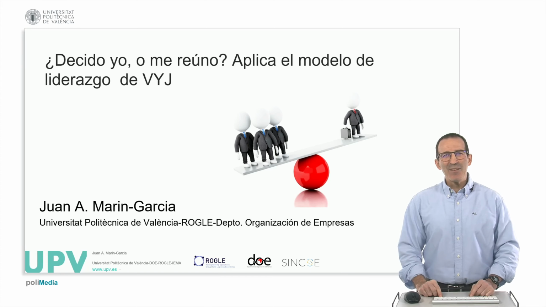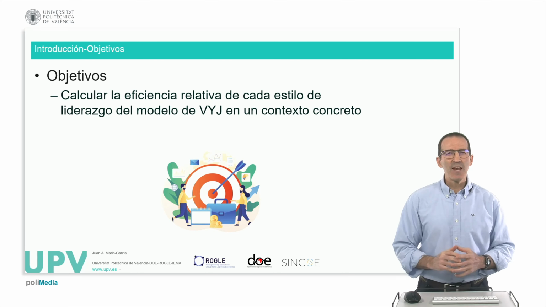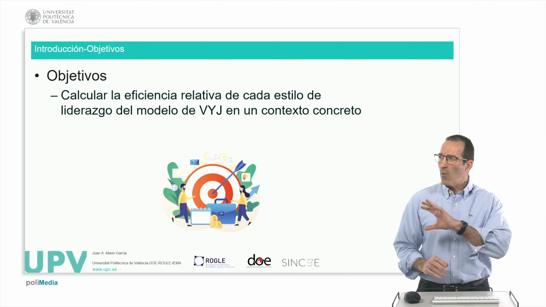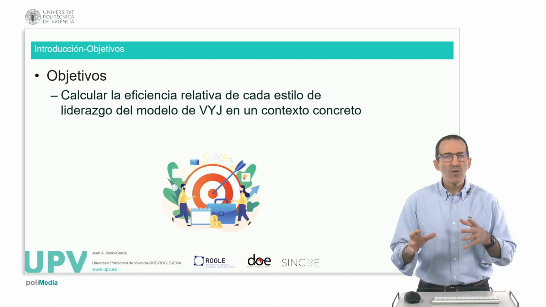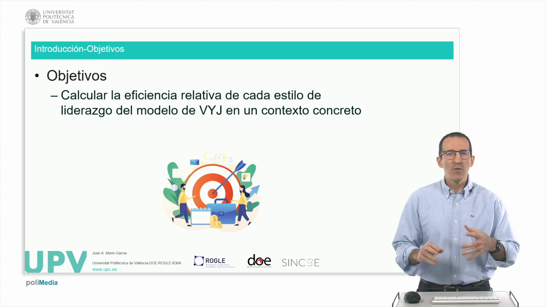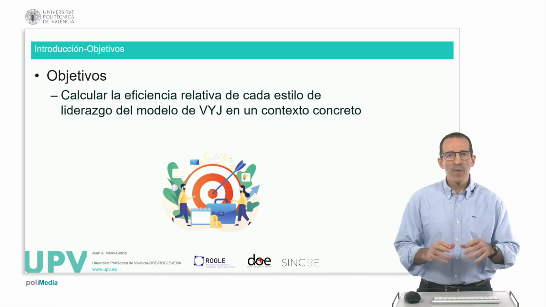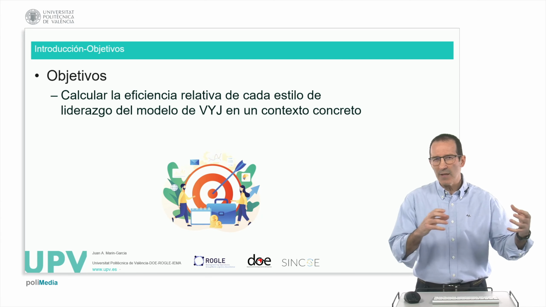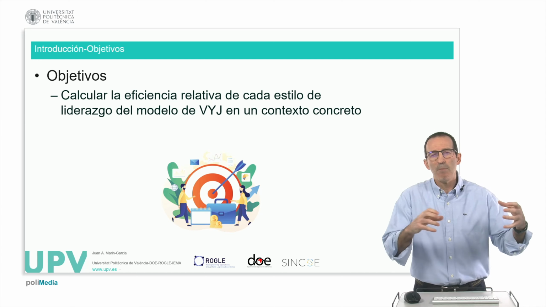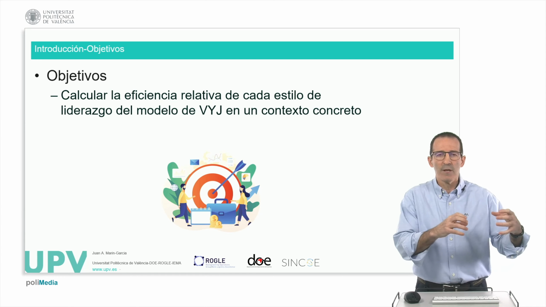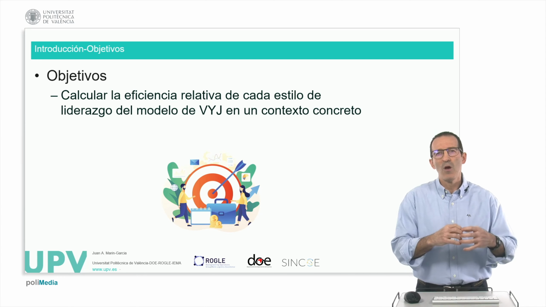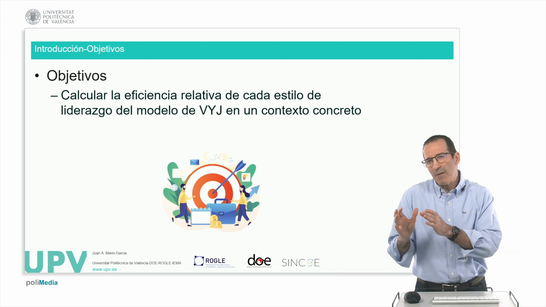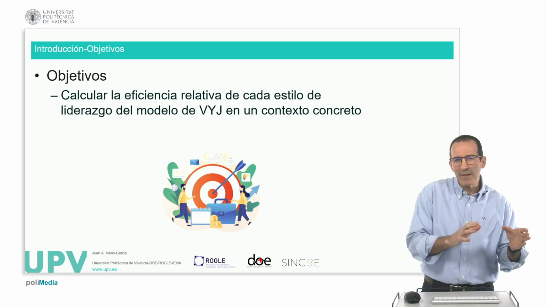Hello. In this video, what I would like is that at the end of watching it you are able to calculate the relative efficiency of each of the leadership styles proposed by Vroom, Yetton and Jago's model in a given situation. In other words, within the model, you're presented with 5 fundamental options representing the 5 basic behavioral styles. The model helps you to decide which of these is the most appropriate for a situation.